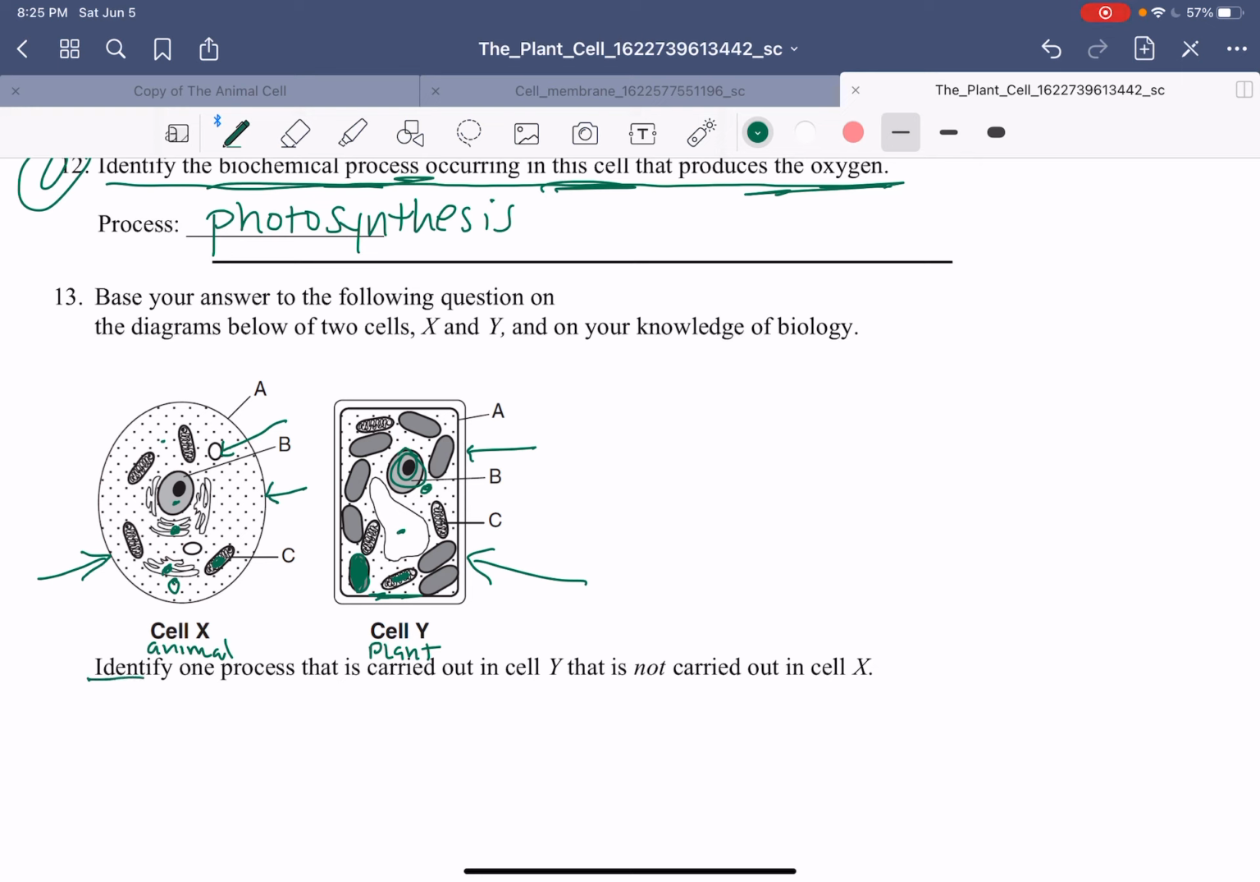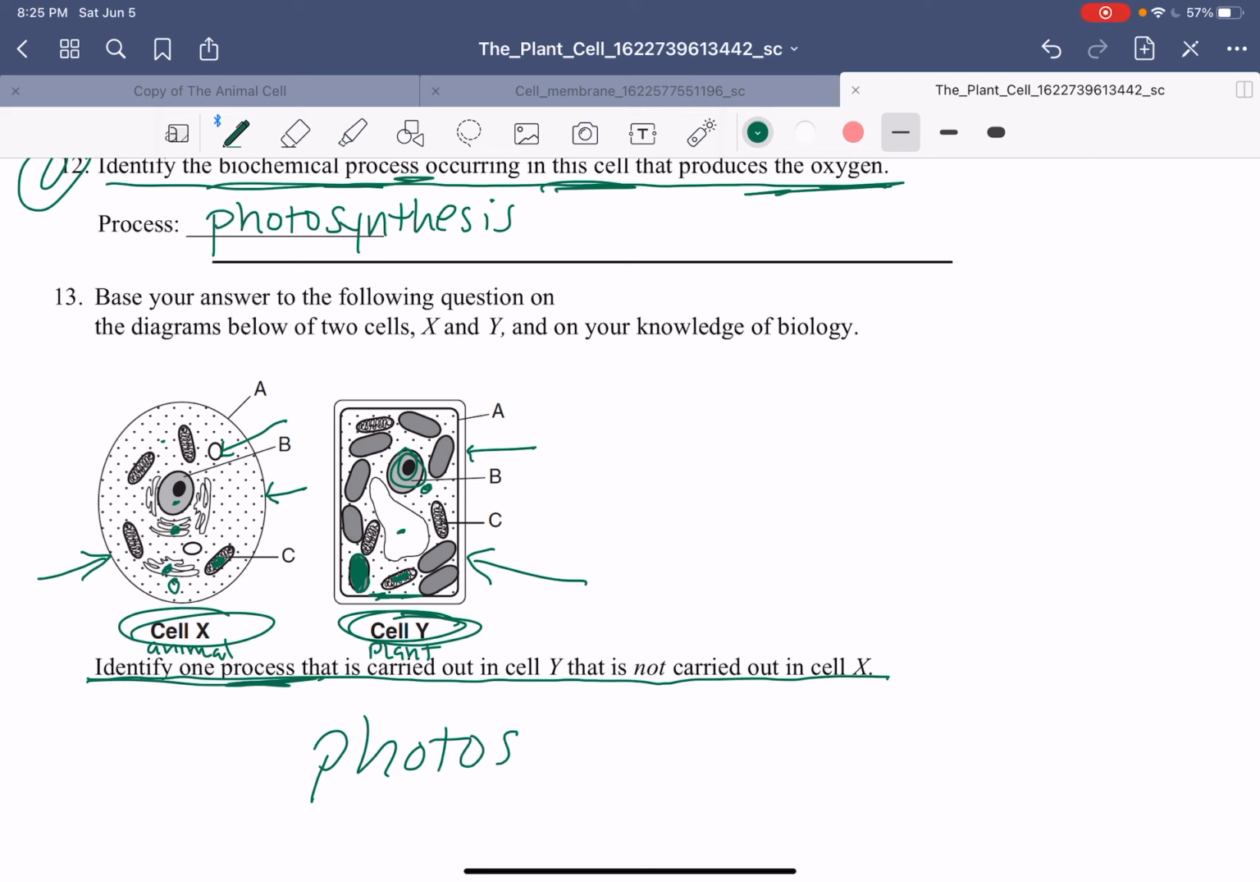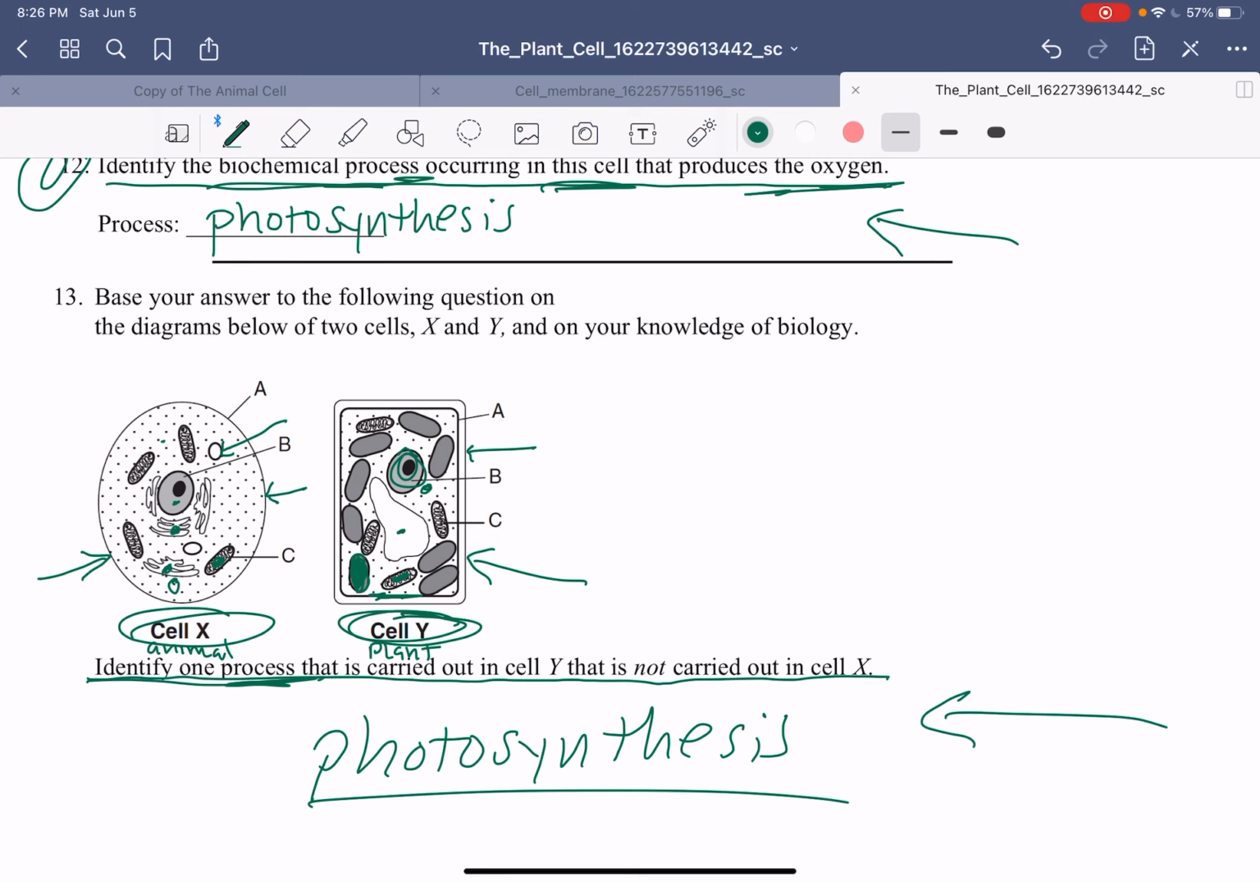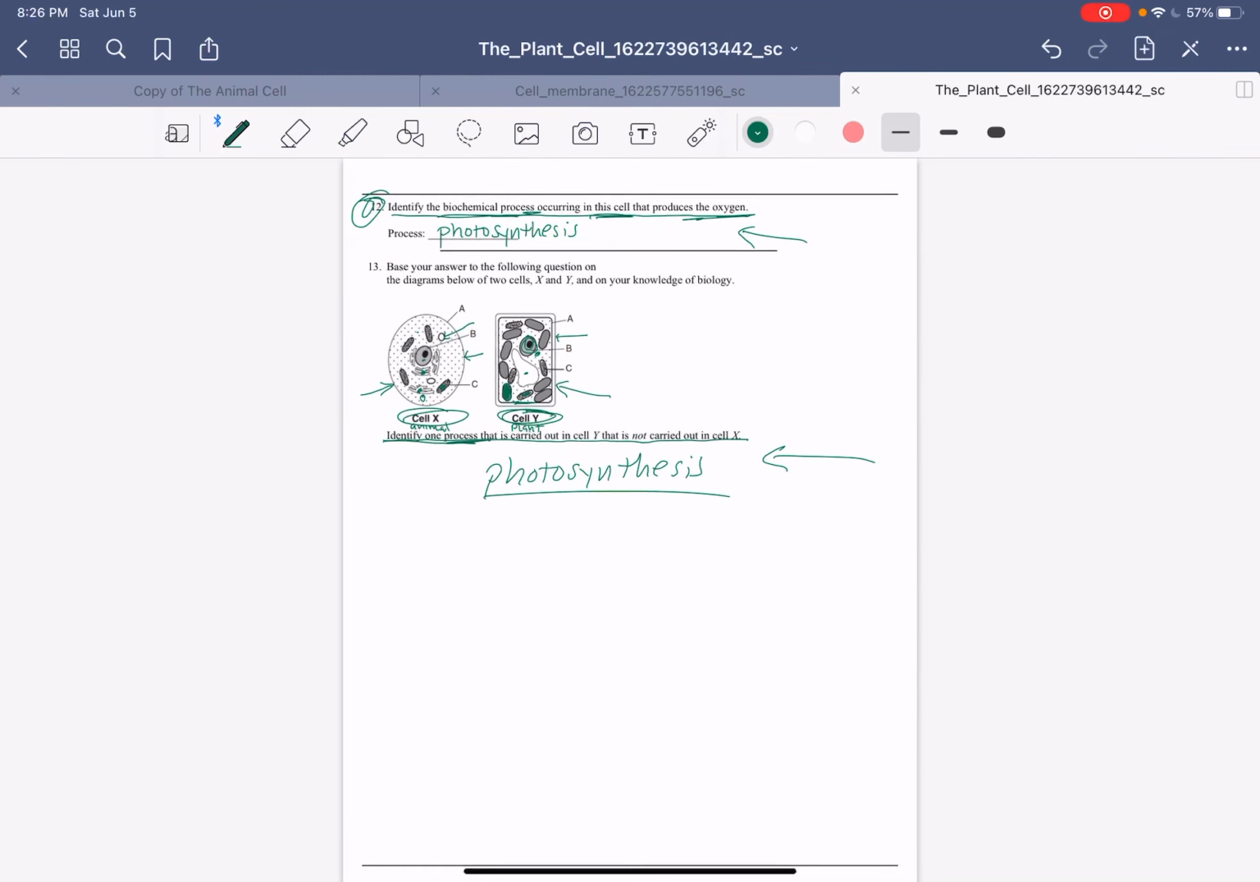Okay, so let's see, what does this question want? 13. Identify one process that is carried out in cell Y that is not carried out in cell X. So they're talking about what happens. Identify a process that happens in cell Y that doesn't happen in cell X. Photosynthesis. Now remember, these questions were handpicked specifically for plant cells, so you might not run into questions that have the same exact answers. Again, we're practicing questions that are of the topic.